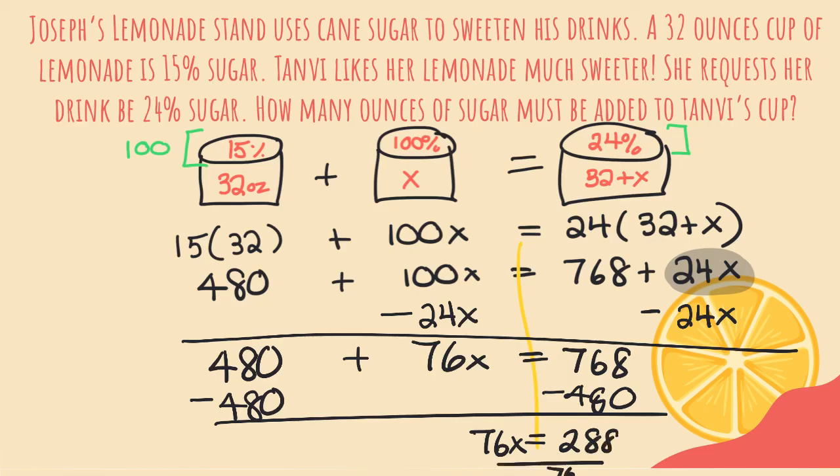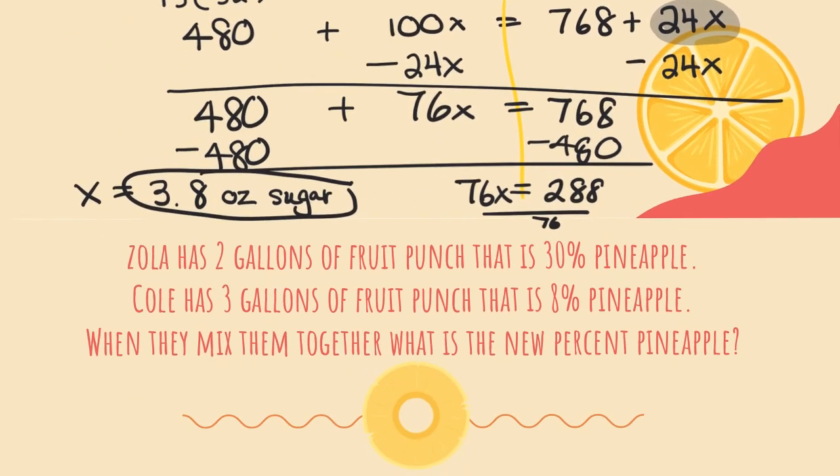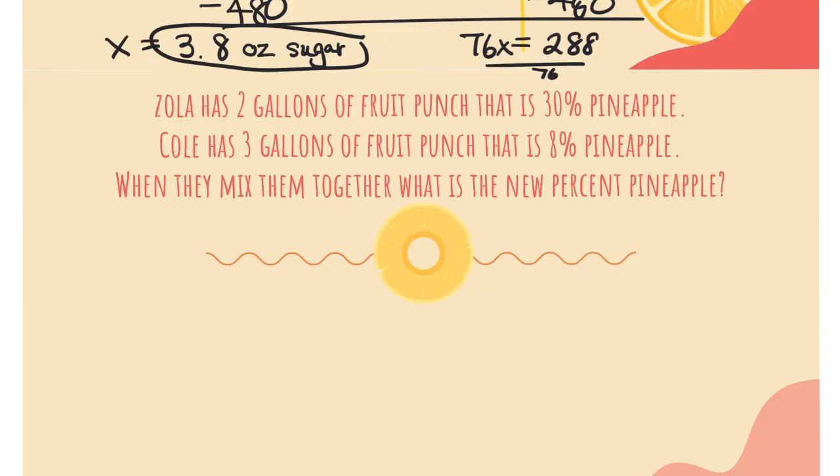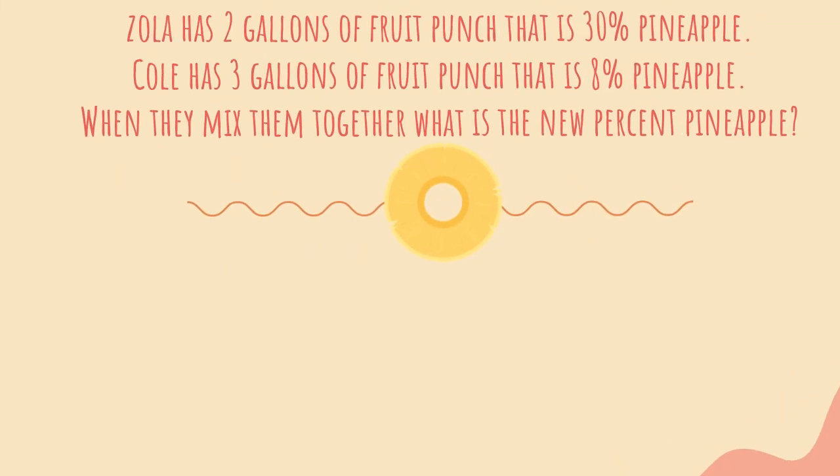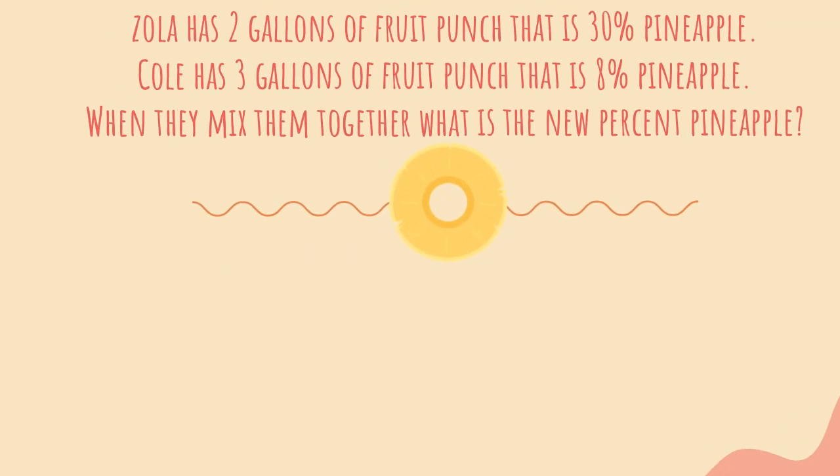Divide by 76. And you get 3.789. Let's round that to 3.8. When in doubt, round to the tenths. 3.8 ounces of sugar. Always go back up, look at your chart and see what I was finding there. All right. Believe this to be our last question. Okay, I'm going to have you try this on your own and see if you get that answer.